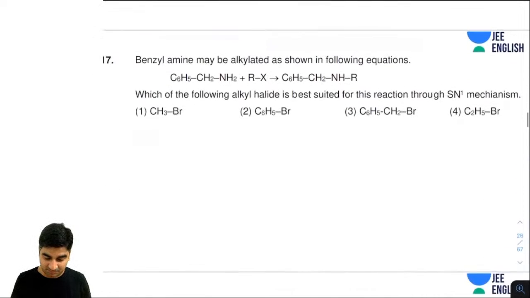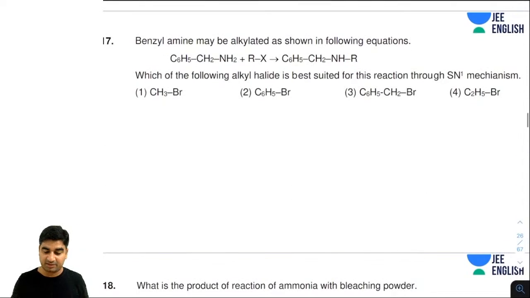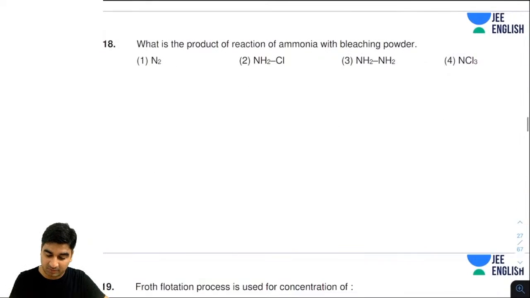Again, you can see here the benzylamine is alkylated as shown. Which of the following alkyl halides is best suited for the reaction through the SN1 mechanism? Now you should know about SN1 and SN2, and in which case the intermediate formed is more stable. So again, a logical problem. So what is the product of the reaction of ammonia with bleaching powder?